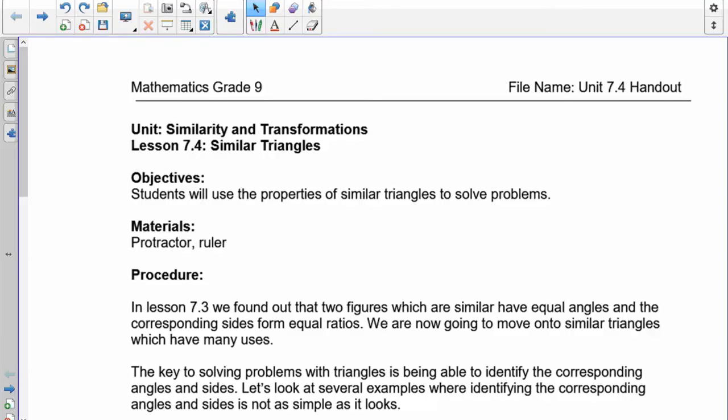Good morning, grade 9s. So today we're going to do lesson 7.4, and this is set on solving the different types of similar triangle problems that you can get. I'm going to try a new method of input here. I got a new stylus, so we'll see how that works today.